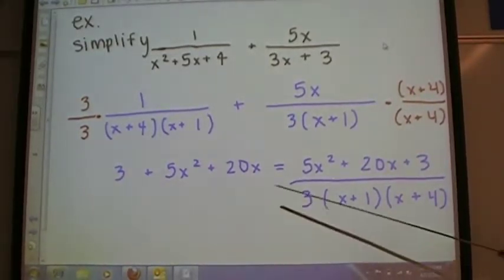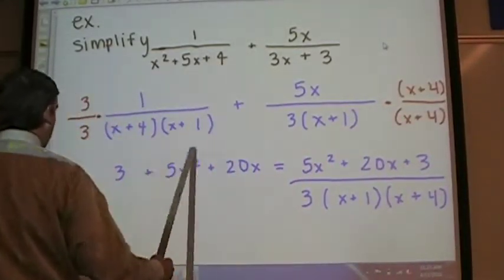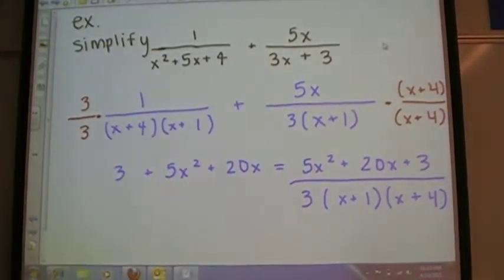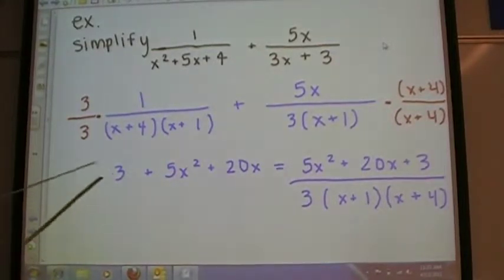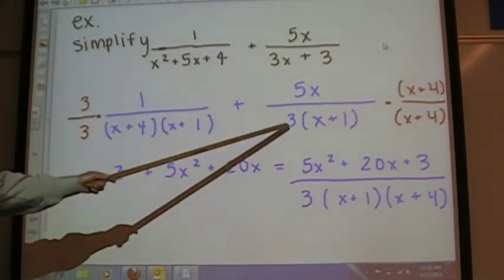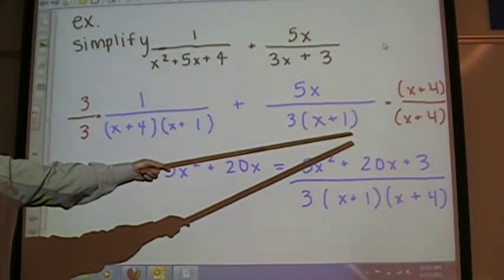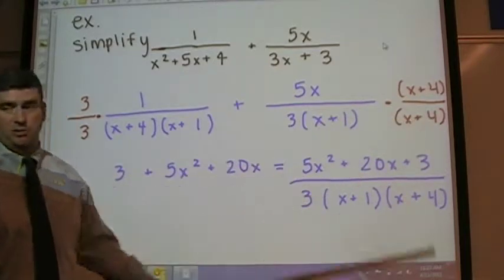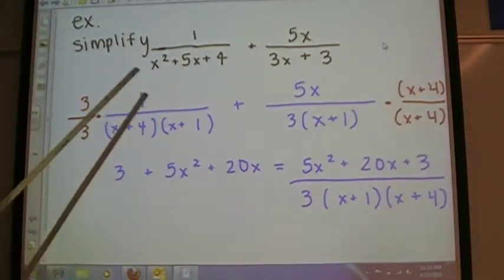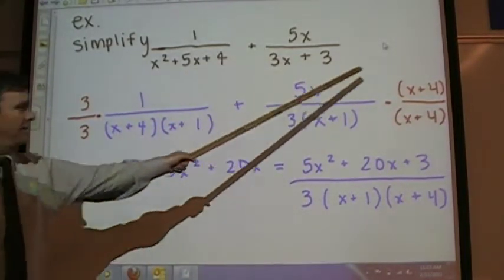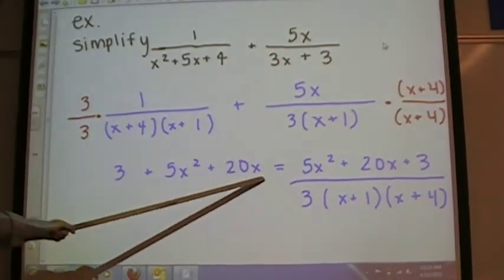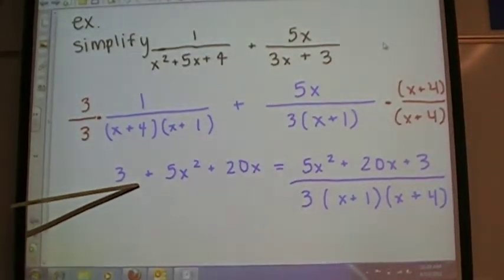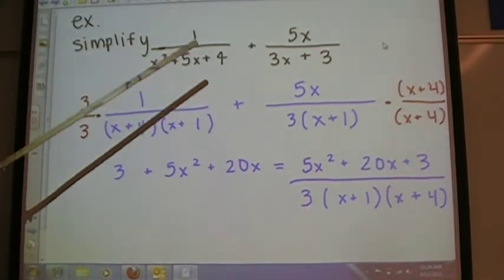Got it? So you have to ask yourself, what are you missing over here from your least common multiple? You're missing the 3. So I have to multiply the top and bottom by 3. So I get 3 right here. Okay? What am I missing over here of my least common denominator? The x plus 4. So I have to multiply the top and bottom by x plus 4. So I end up with 3 plus 5x squared plus 20x right here in the numerator when you put both numerators together.